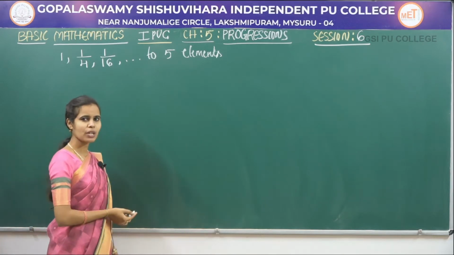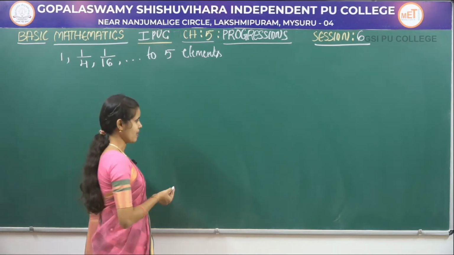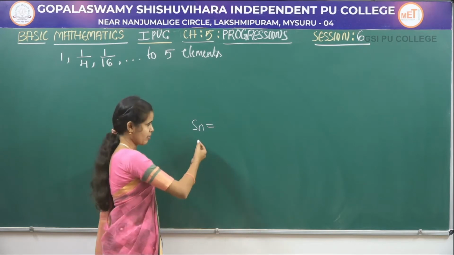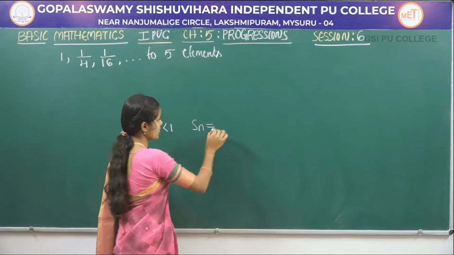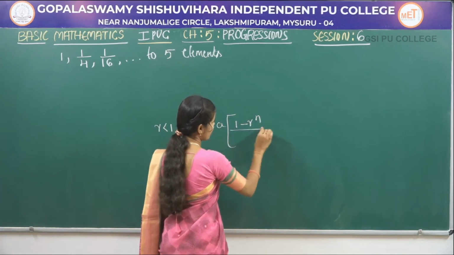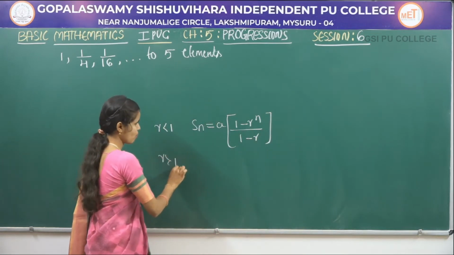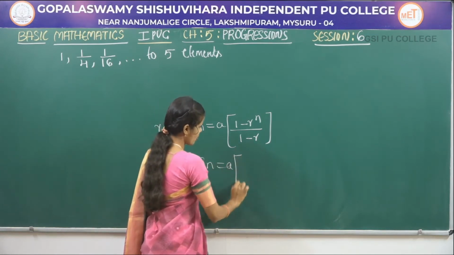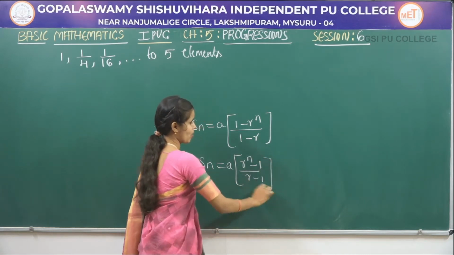So we know the formula to find the sum of n terms of the given sequence. Sn is equal to, so here it depends on the value of r. Suppose r is less than 1, then Sn is equal to a into 1 minus r to the power of n divided by 1 minus r. Suppose r is greater than 1, then Sn is equal to a into r to the power of n minus 1 by r minus 1.